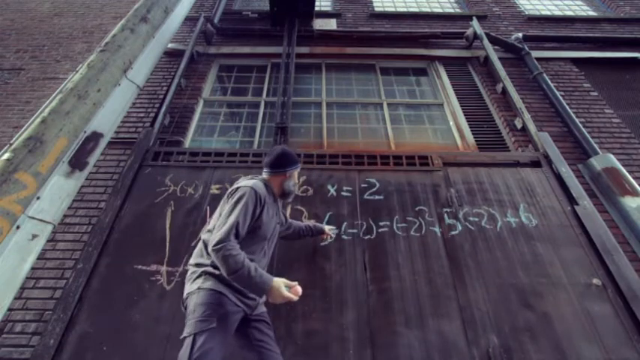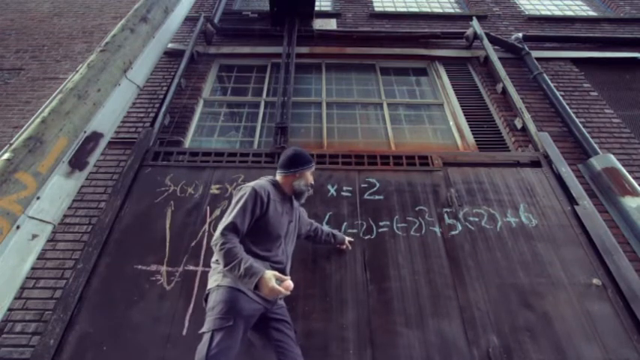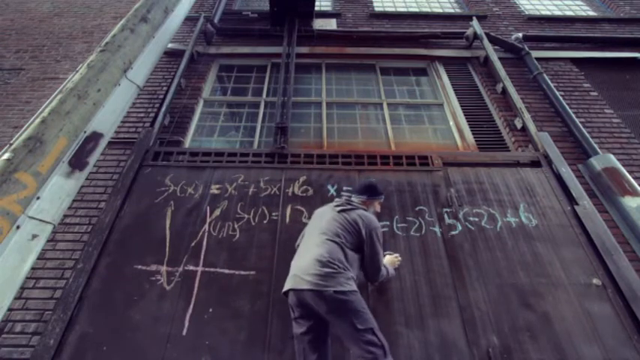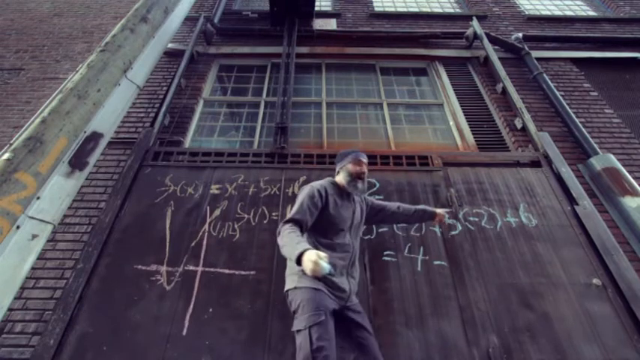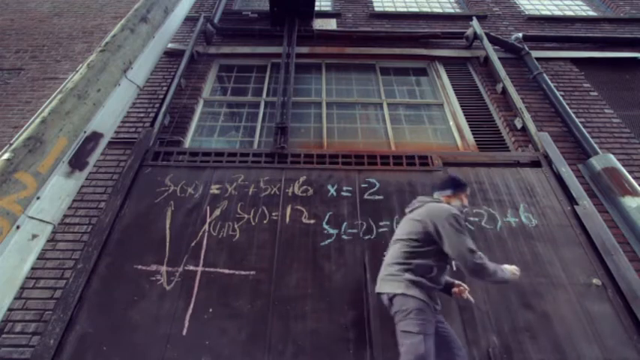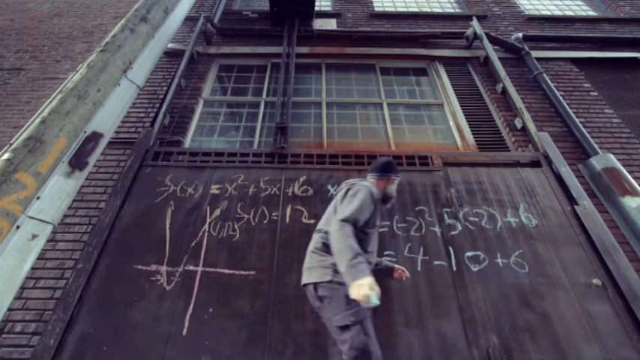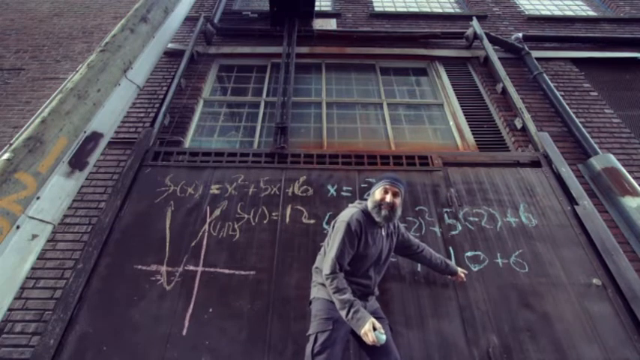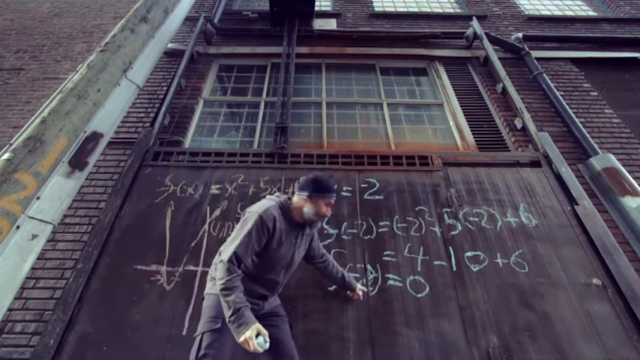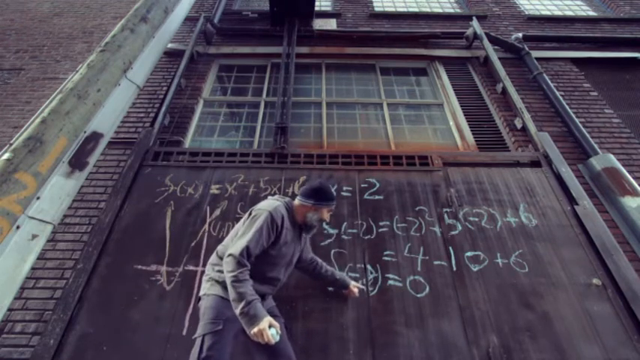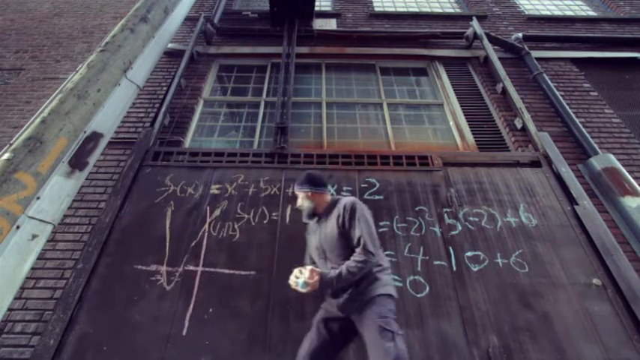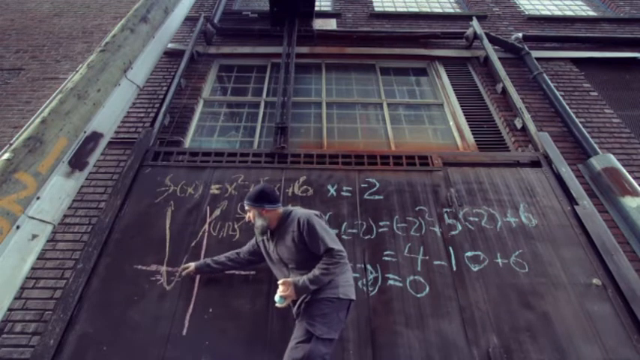So when we sub in x is equal to negative 2 for x, we've got negative 2 squared, which is going to be 4. 5 times negative 2 is negative 10. Plus 6. So what we have here is 4 minus 10 is negative 6, plus 6 is 0. So f of negative 2 is 0, right? That's where our function crosses the x-axis, because our y value is 0 for x is negative 2.